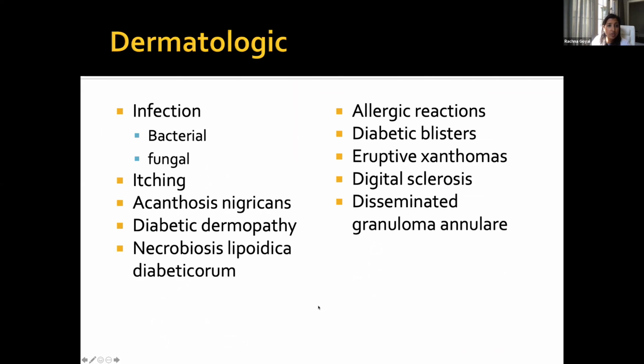And then some of the dermatologic manifestations. They're at higher risk and they're more prone to bacterial and fungal infections. Of course, acanthosis nigricans. The other one is necrobiosis lipoidica diabeticorum. And I do have a picture of that, and you might see this on some of your diabetics. So let me just show you guys that.